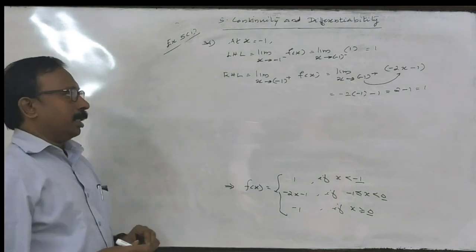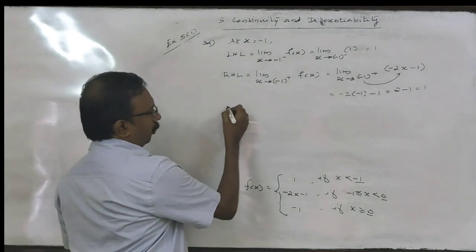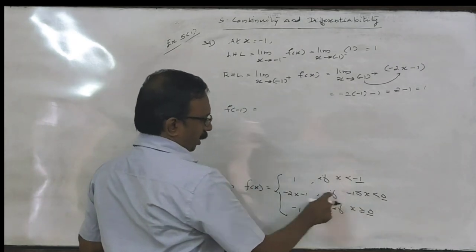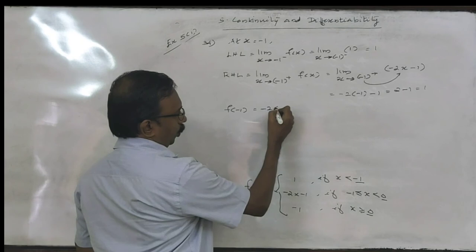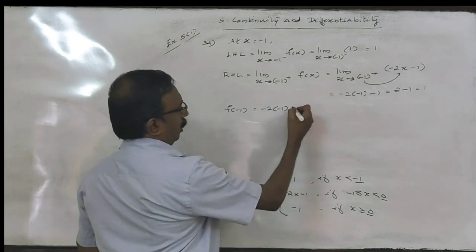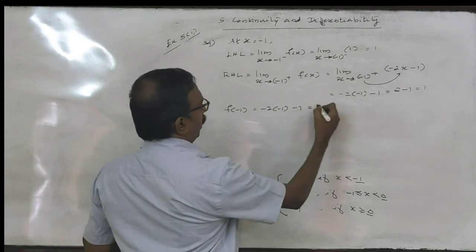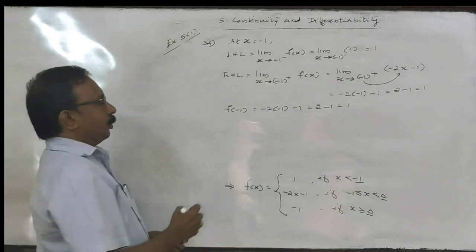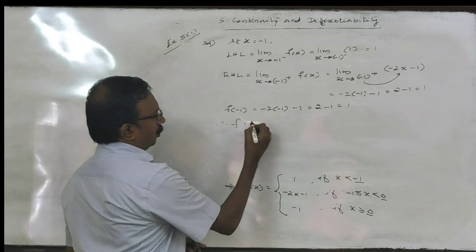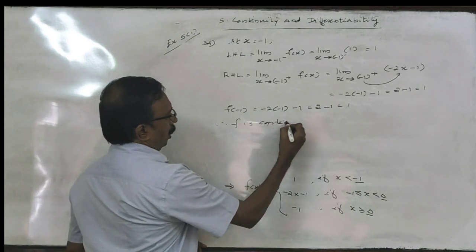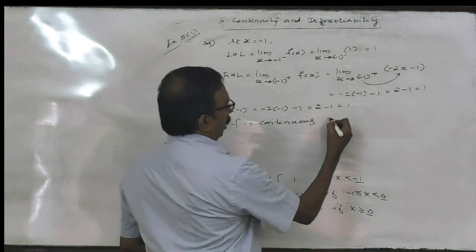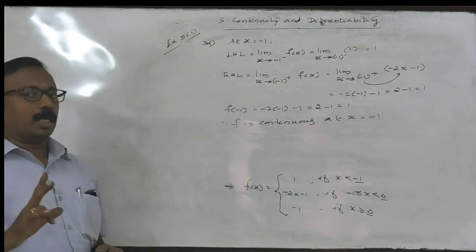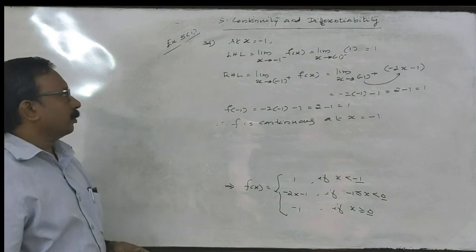LHL and RHL are the same. And f of minus 1: when x is equal to minus 1, the function is minus 2 into minus 1 minus 1, that is also 1. Therefore, f is continuous at x is equal to minus 1.